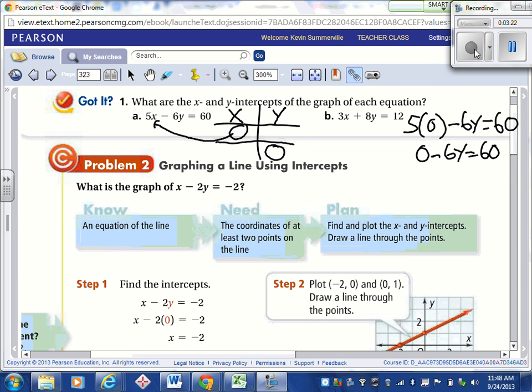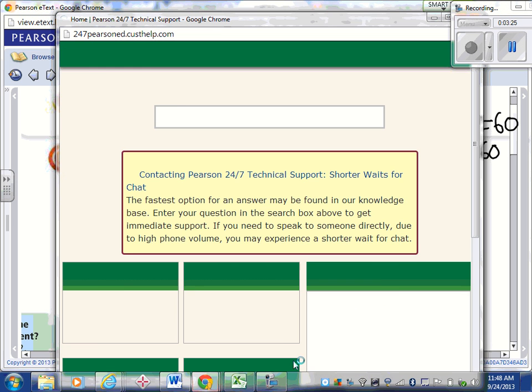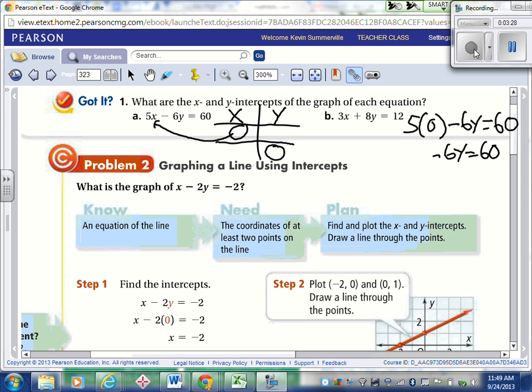So, 5 times 0 is 0, right? All right, back to the main screen again. So we have negative 6y equals 60. A number next to a letter means I have to divide. So I'm going to divide both sides by negative 6. Those cancel, and I get y equals negative 10. Then I go in and put negative 10 into my chart. What does that negative 10 tell us? The y-intercept is negative 10.